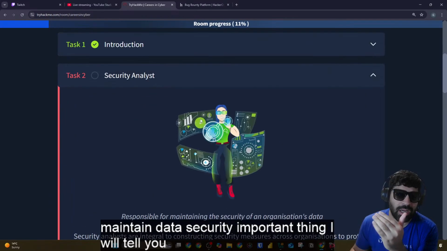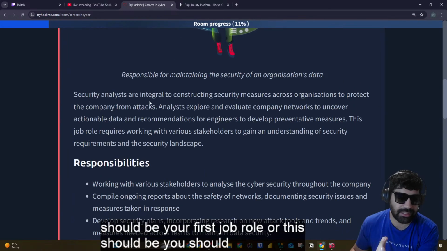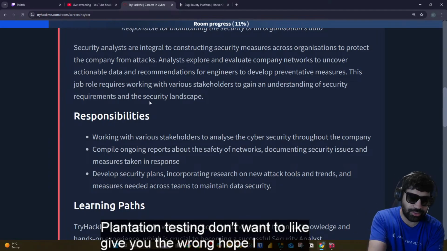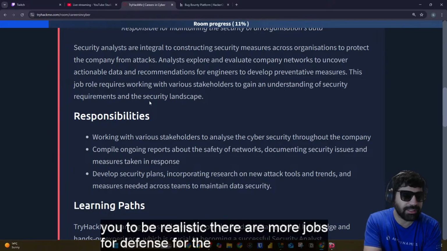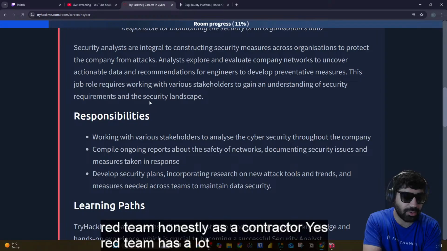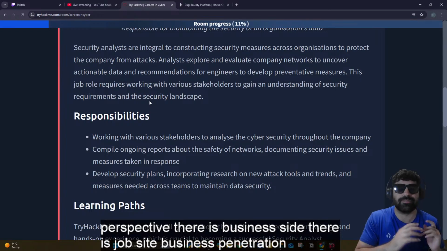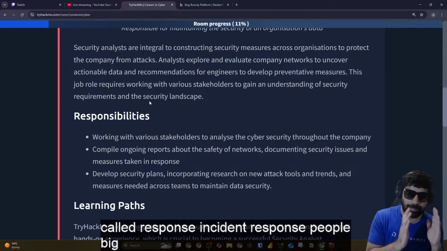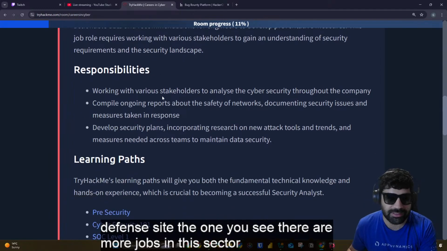An important thing I will tell you: a bunch of people think this should be their first job role, or that they should be attacking instead. I know a lot of people look for penetration testing. I don't want to give you the wrong hope, but to be realistic, there are more jobs for defense, for the blue team, than the red team, honestly. As a contractor, yes, the red team has a lot more work, but there is the business side and there is the job side. Business-wise, penetration testers are big, including incident response people, big numbers, big money for contractors. But on the defense side, there are more jobs in this sector.